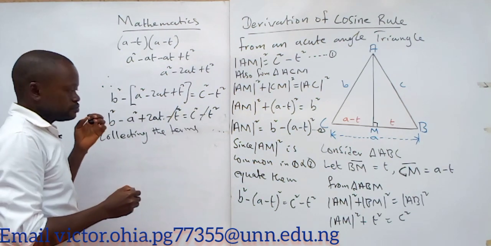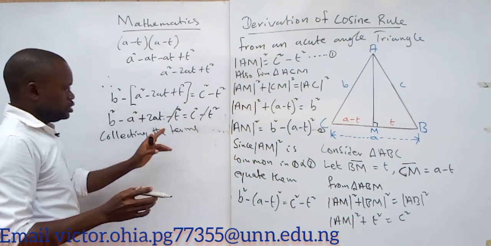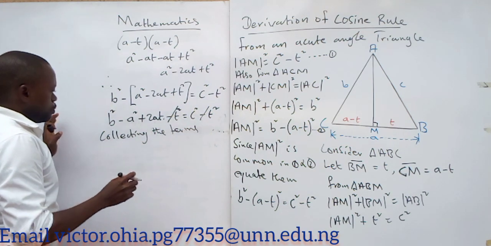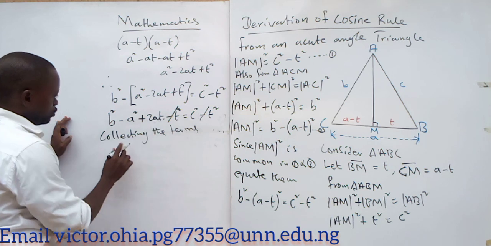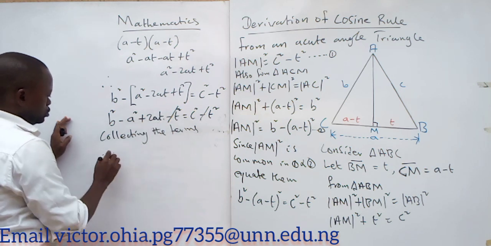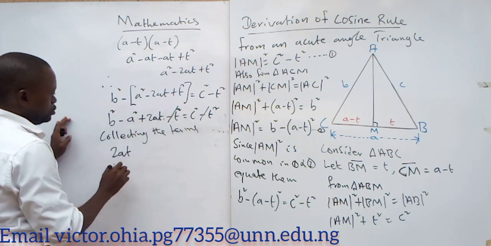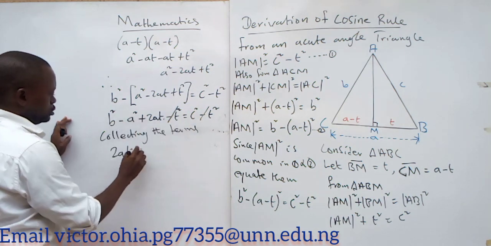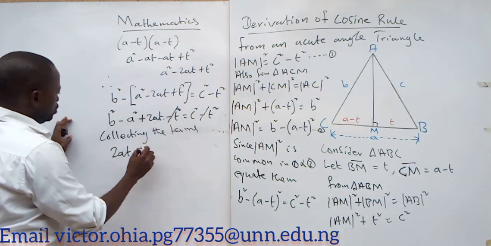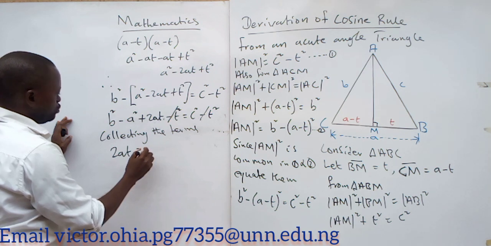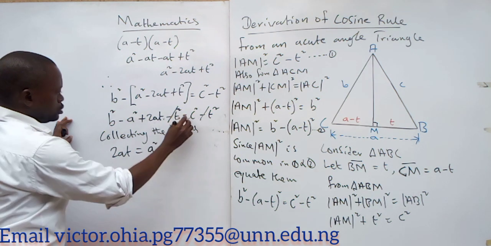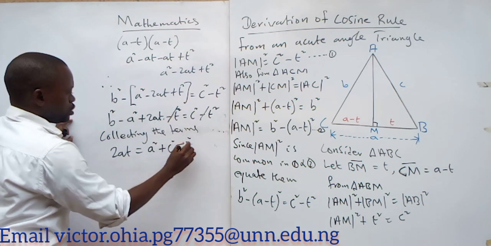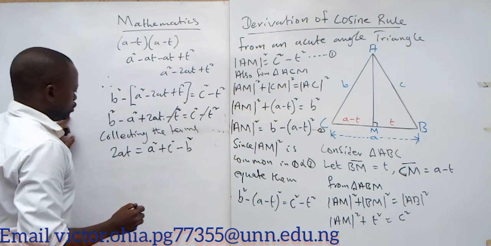Is that too fast? Please capture it. If this goes over there, it becomes plus. Okay, so now we have, let's bring out here 2at, and take these ones over there, like this, equals a squared plus c squared, then minus b squared.